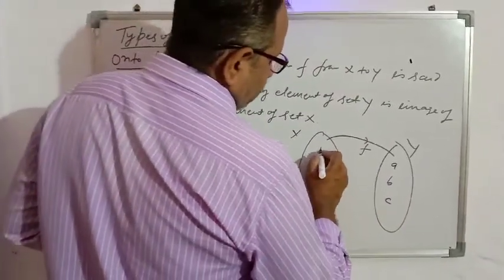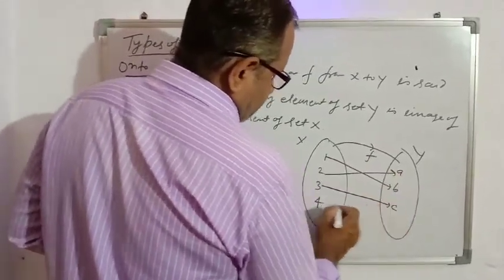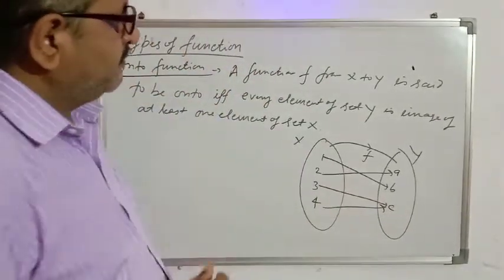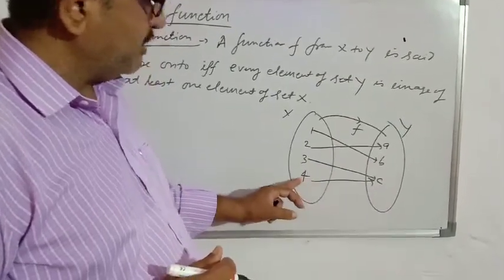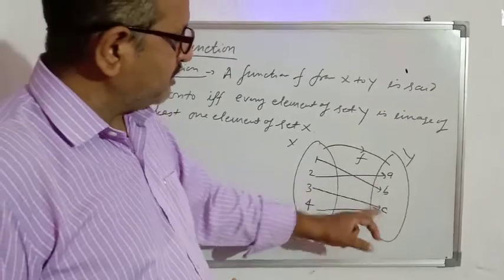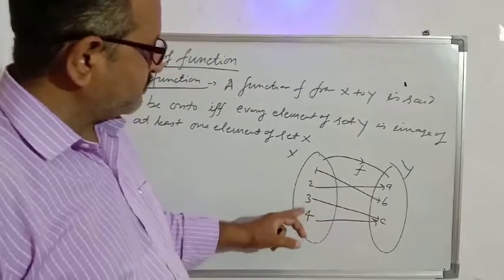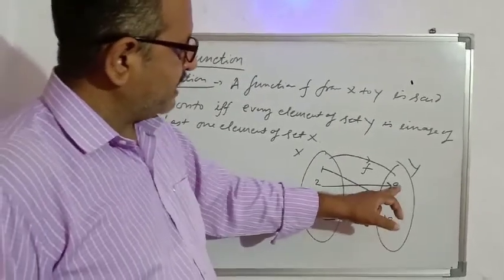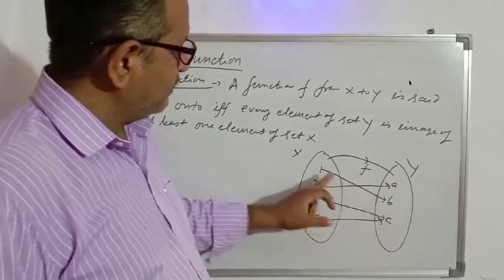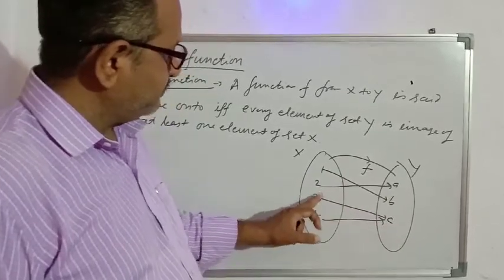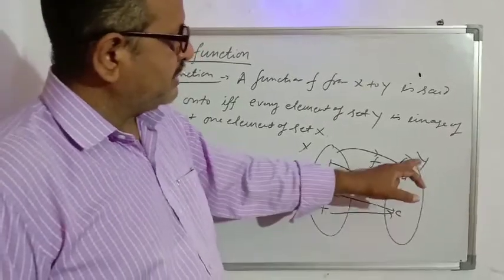So 1 is related to B, 2 is related to A, 3 is related to C, 4 is related to C. We see that no element of the set Y is left here which is not the image of any element. Every element is involved in the relation. So every element of set Y is the image of at least one element of the set X. Here A is the image of 1, A is the image of 2, B is the image of 1, and C is the image of two elements 3 and 4. So no element is left in the set Y.